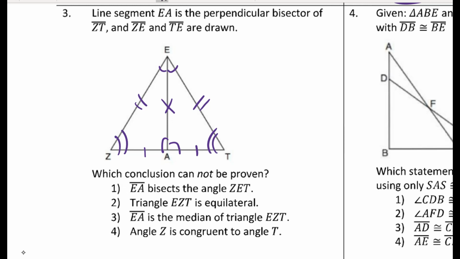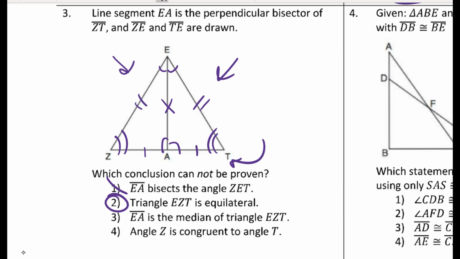So let's go through these. Number 1 says EA bisects angle ZET. That's this angle at the top right there. Well, that's true because those two parts are congruent by CPCTC, so it cuts it into two halves. Number 2 says that triangle EZT is equilateral. Well, I know that these two sides are congruent, but I don't have any argument to say that ZT is also the same length. So that one actually can't be proven true.